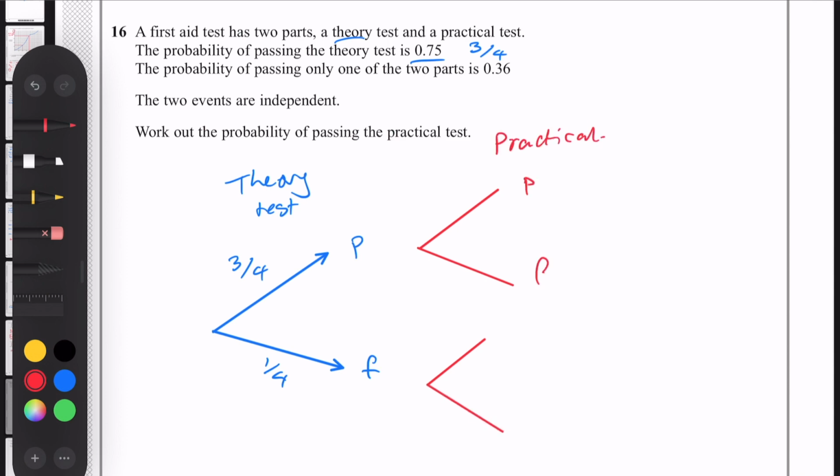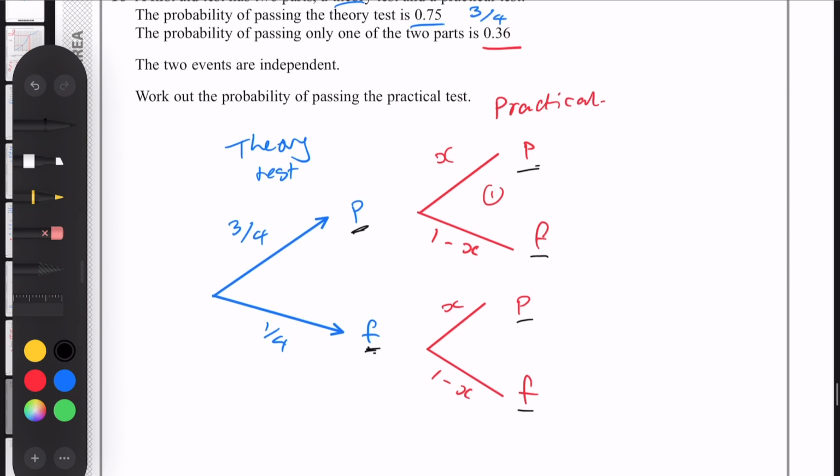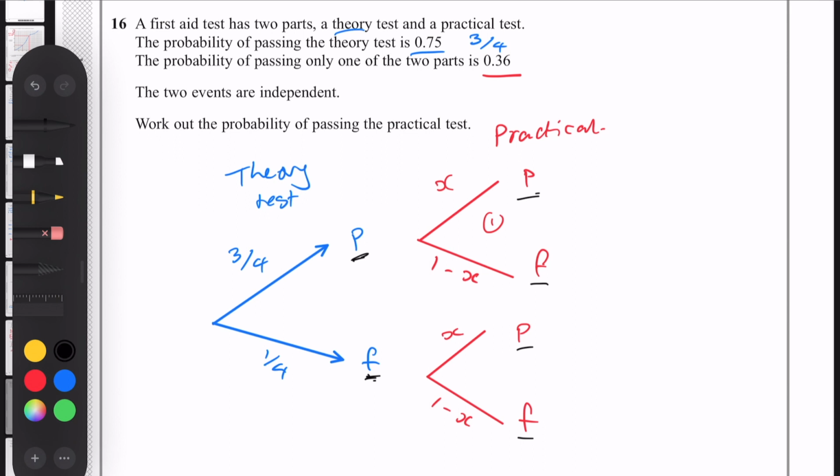And we've got passing and failing and passing and failing. So the probability of passing only one test is 0.36. So we don't actually know what the probability of passing your practical test is. So why don't we call passing x, and remember these have to add up to make the number 1. So the probability of failing is going to be 1 minus x, and then x and 1 minus x. And these are your options you can go for. You can go for passing and then passing again, or passing and failing, or failing and then passing, or failing both of them.